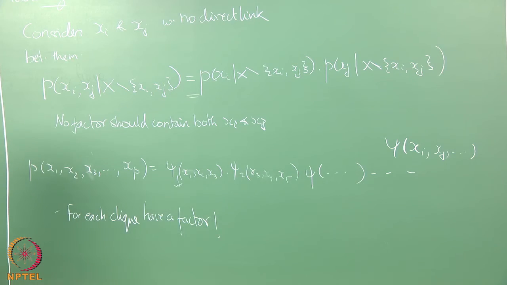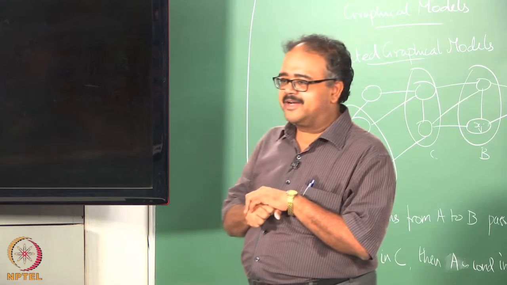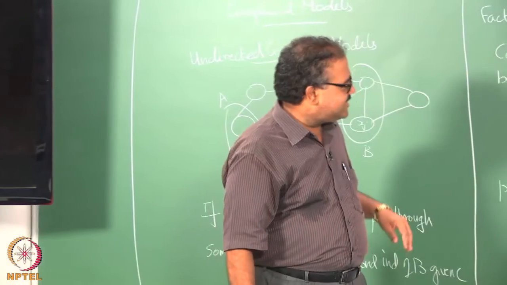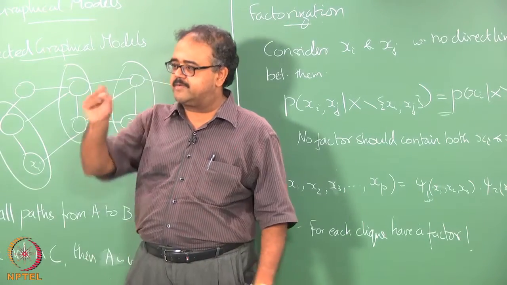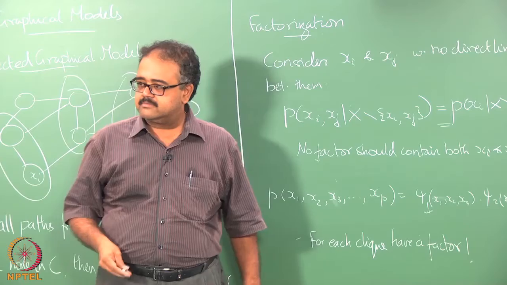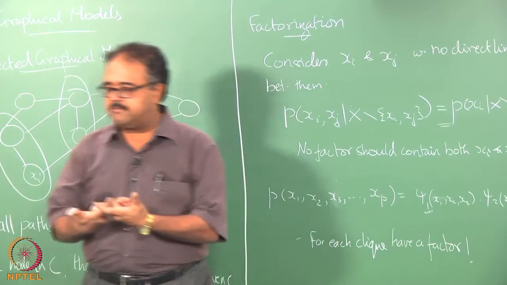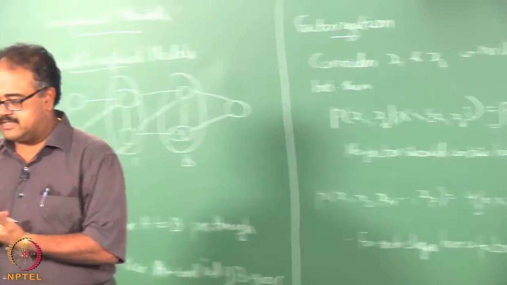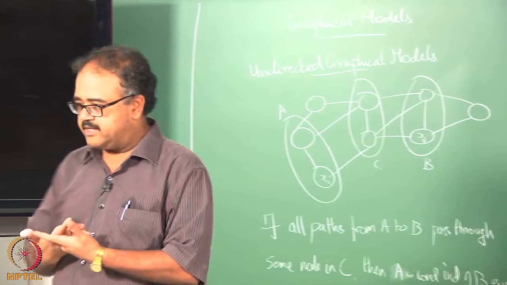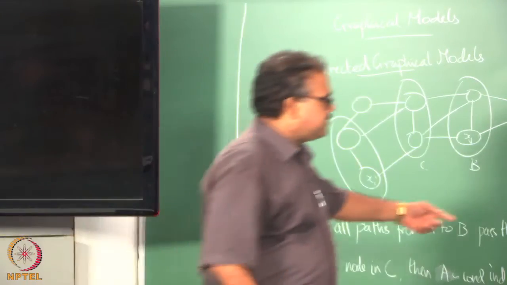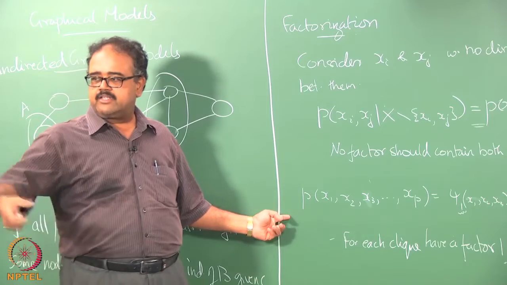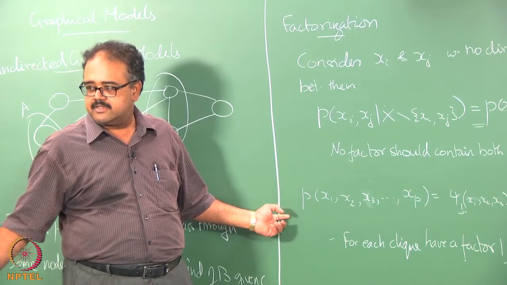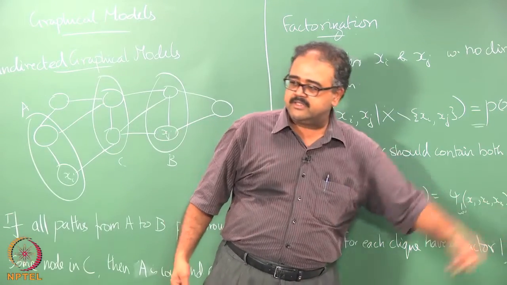You want me to repeat what psi represents? I didn't even say what it represents, but I will tell you. The thing is, it's just some factor. In directed models, psi was the conditional probability. So essentially, I am taking one complex function, this p of x1 to xp, a very complex function, and I am writing that out as a product of many smaller functions. Each of these psi is one such function.